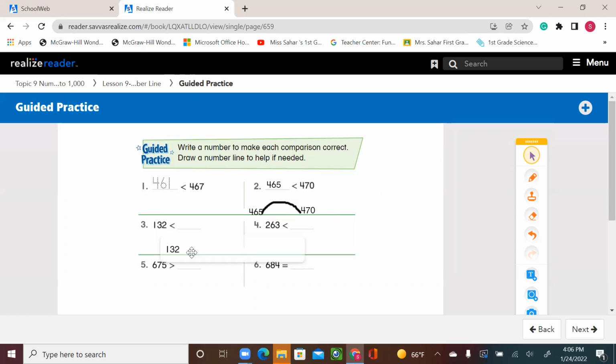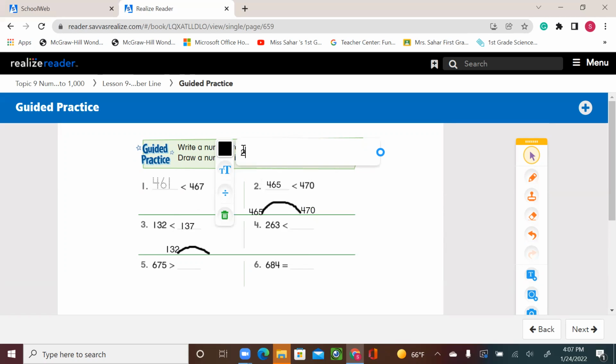So again, if I'm going to skip count by 5 or add 5, I know that 132 plus 5, moving toward the right, is going to be 137. I'm going to write down 137. So as I see, now 132 is less than 137. Okay, let's see number 4, 264.